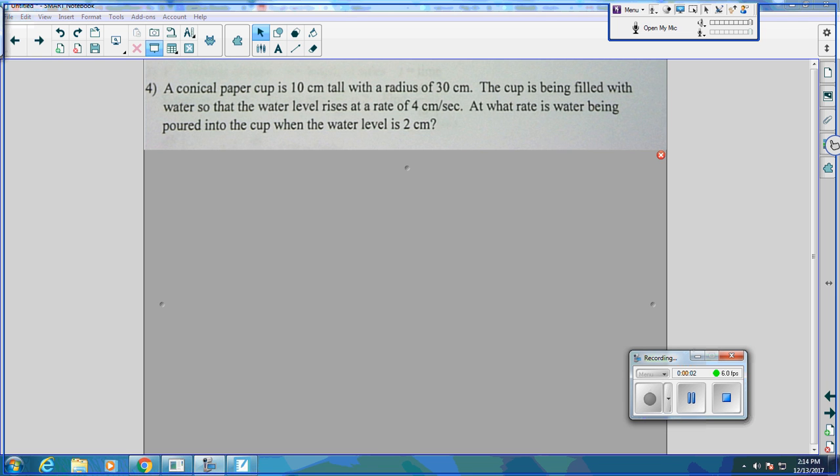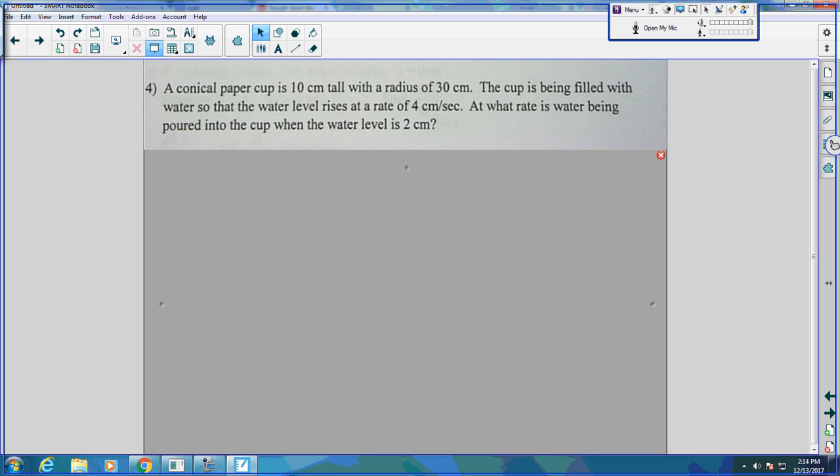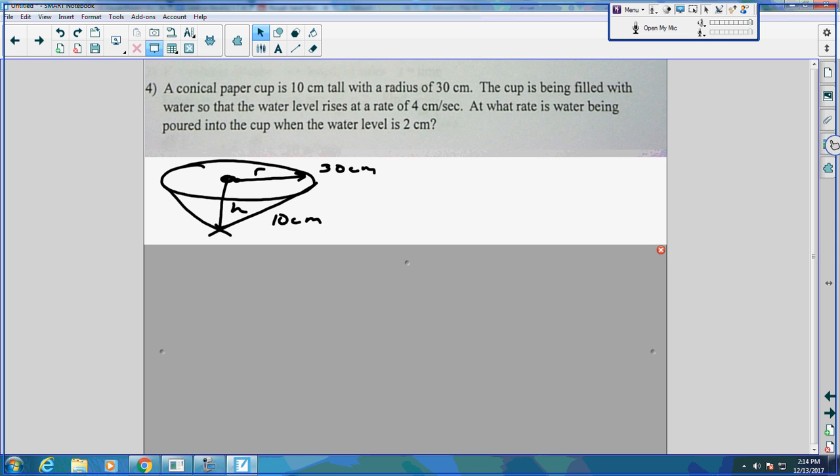All right, AP Calculus, semester 1, related rates. A conical paper cup, 10 centimeters tall with a radius of 30. I'll draw that picture right there: a little right circular cone, 10 centimeters tall and 30 centimeters radius. Not very realistic, but we can live with it.